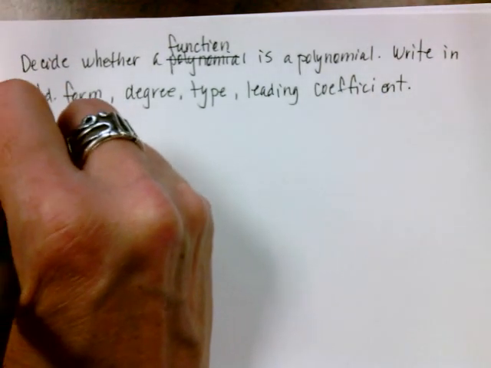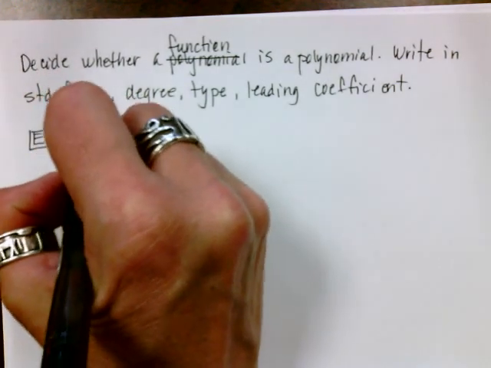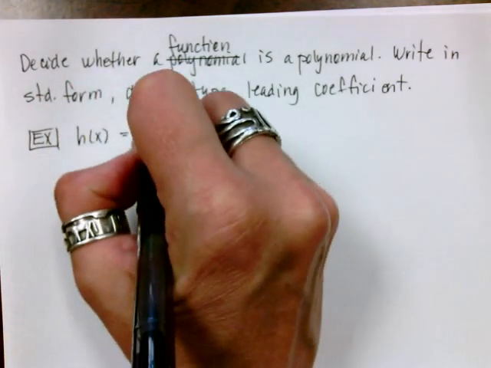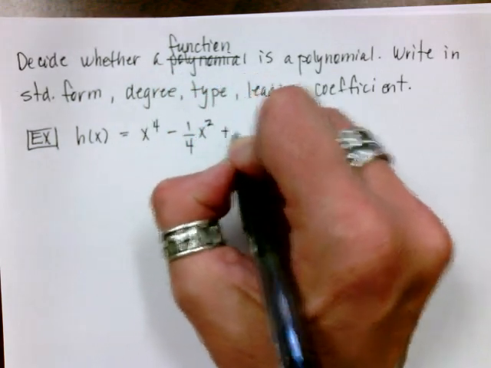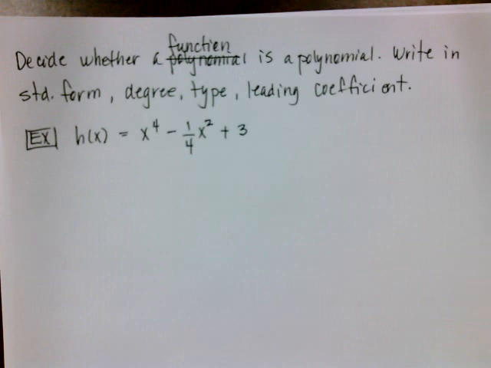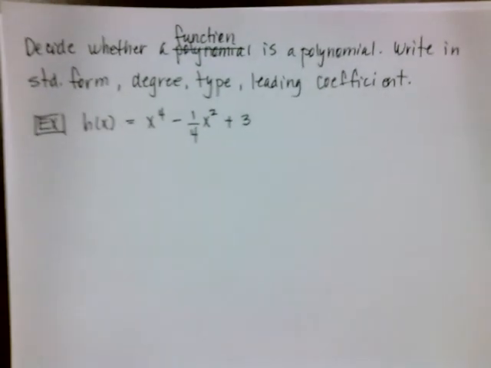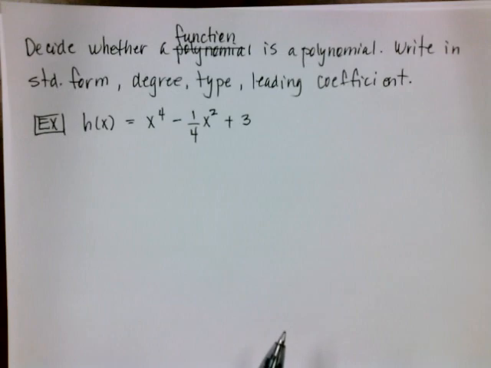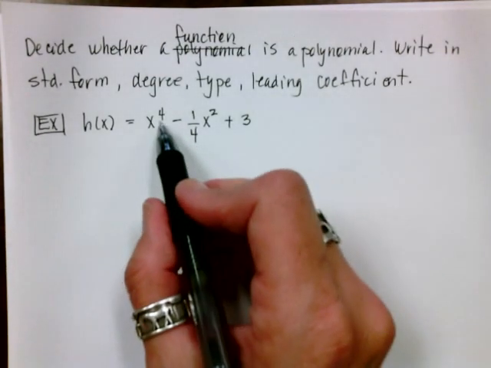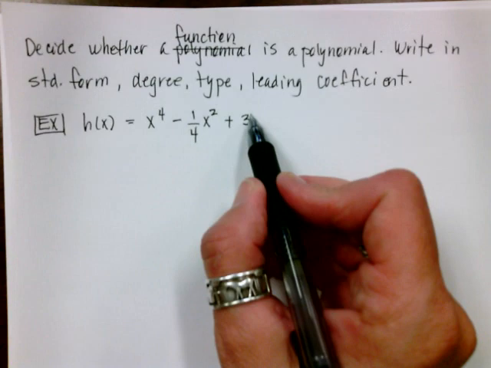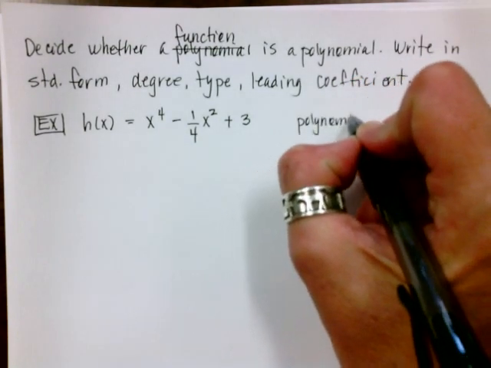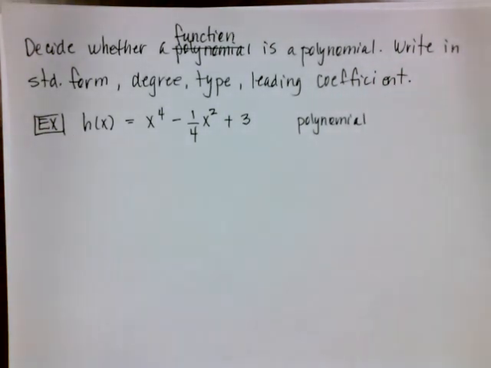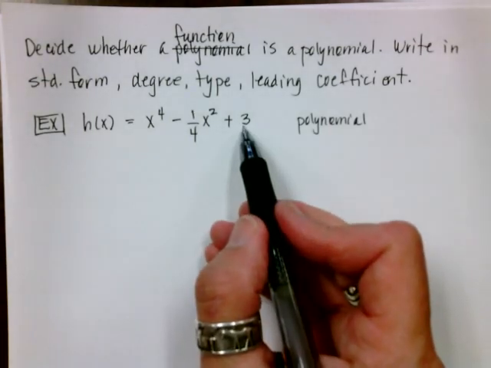So for our first example, we'll do h of x is equal to x to the 4th minus 1/4 x squared plus 3. All right, so if we talk about this one, notice that my degrees are all integers. Okay, I have a 4th degree, a 2nd degree, and a 0 degree. So this is actually a polynomial. It's already in standard form because the highest degree is on the left, the constant's on the right.